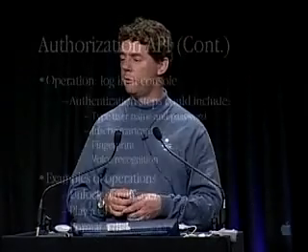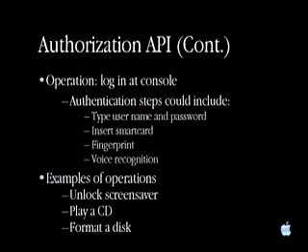Okay, so just an example of probably a typical operation you might think of for authorization. Let's say you're logging into the console. You could have several different steps that you might have to go through. So you might have to type in your username and password. The username, for example, can go look off in a directory somewhere and figure out where your home directory is and all that. The password, ideally you want to ask the user for that because then they can unlock the keychain. You might have to insert a smart card or fingerprint reader or voice recognition.